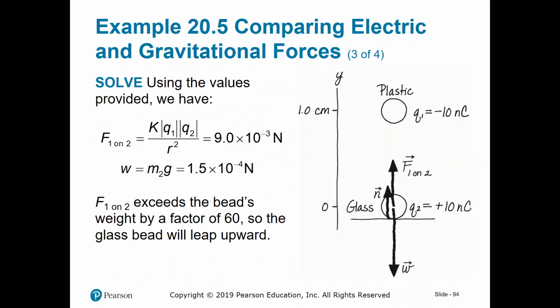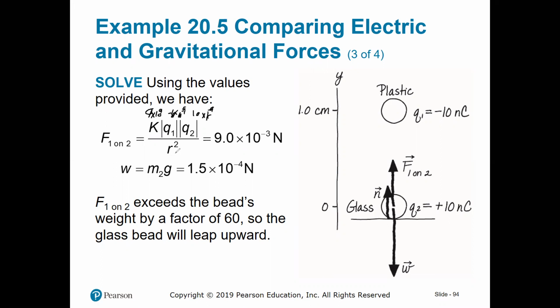Okay, so we're just going to find these values here. If you're confused of how they got this, remember, just write 9 times 10 to the 9. Q1 is going to be minus 10 times 10 to the minus 9, and Q2, don't forget the absolute values, 10 times 10 to the minus 9. And then we have our R, which is 0.01 squared. And it was 15 milligrams, so it's 15 times 10 to the minus 3. And for this, we can just use 10 for gravity.